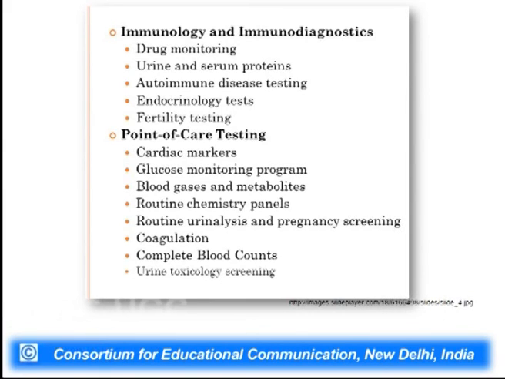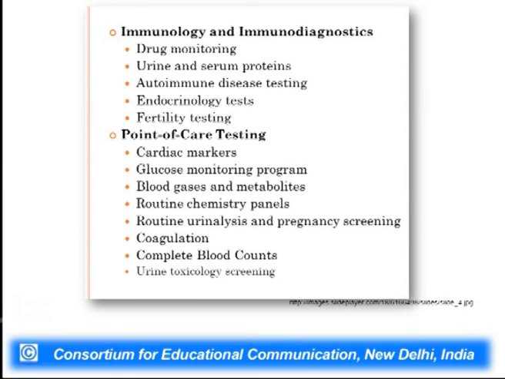Subsequently, there are cardiac markers, then the glucose monitoring programs, which help the doctors confirm how the glucose levels are changing within the blood, how the pancreas is functioning in the production of insulin, or whether the patient is in a diabetic condition. Then the blood gas and the metabolites are checked.